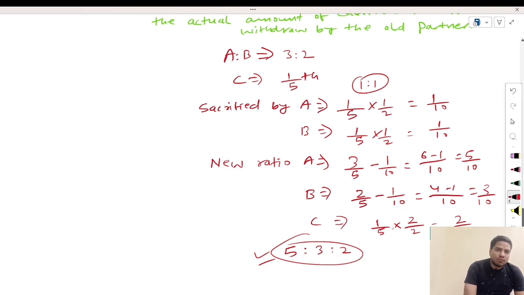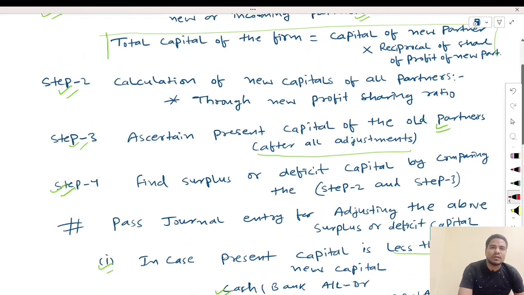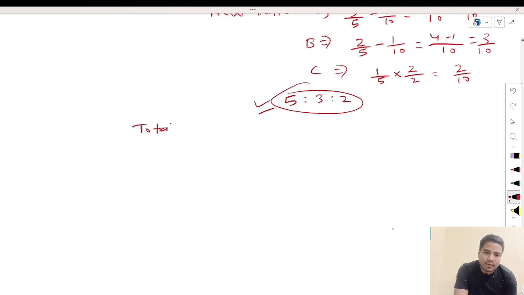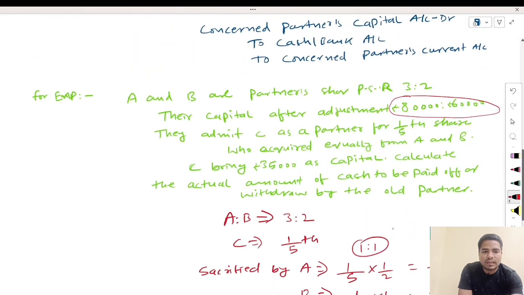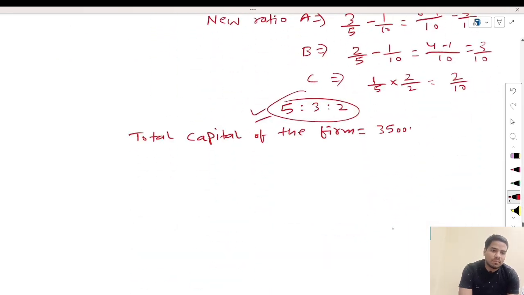Now we will do the adjustment work. In the first step, we have to calculate the total capital of the firm. How will you calculate this? Capital of the new partner multiplied by the reciprocal of their share. The capital of the new partner is 35,000, and their share is 1/5, so the reciprocal is 5/1. 35,000 × 5 = 1,75,000 would be the total capital of the firm.